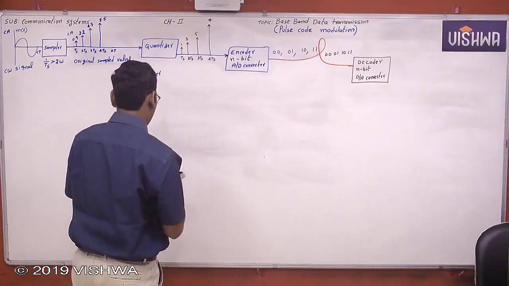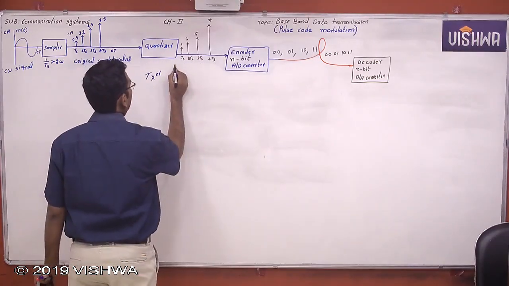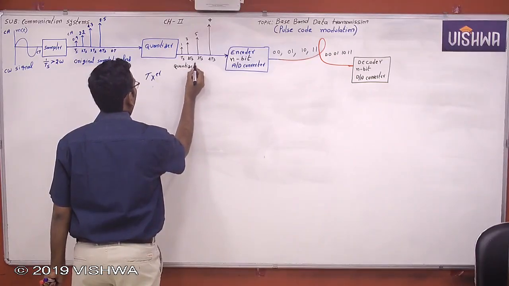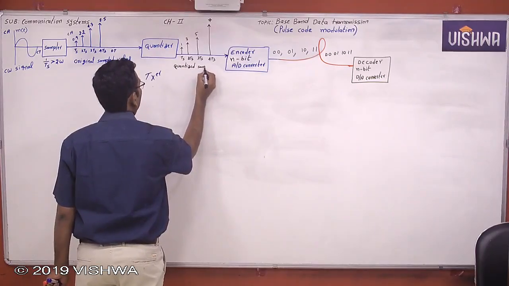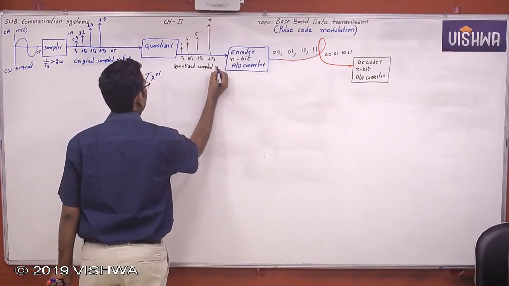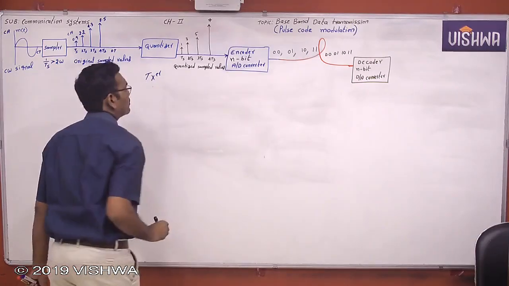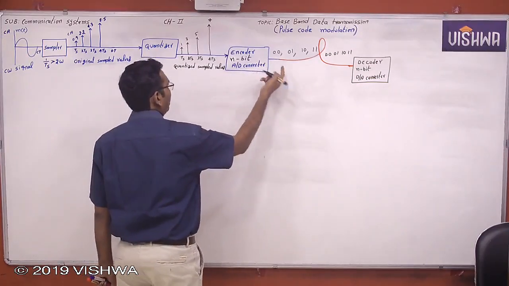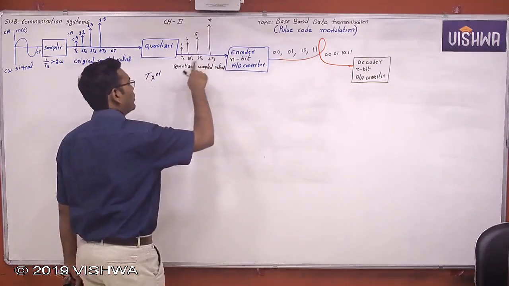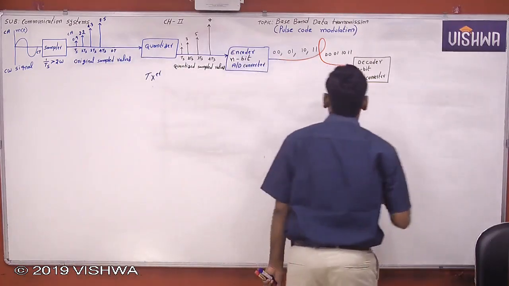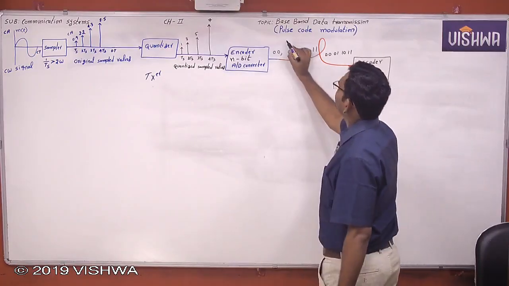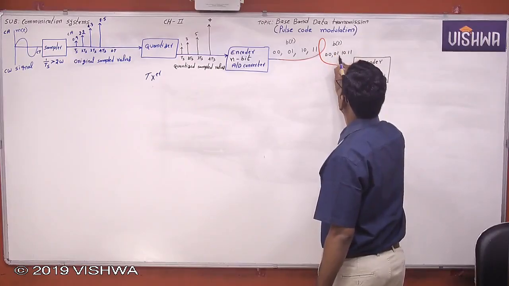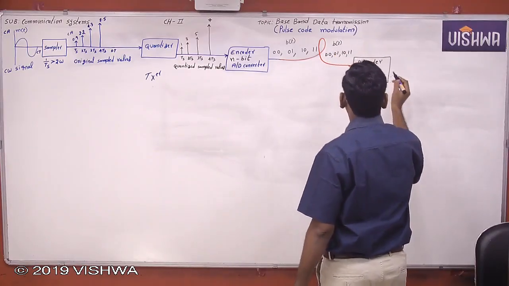Now this is the original sample value, and this is the quantized sample value. Okay. Now the output of the encoder is the binary data. In reverse, this binary data is decoded, and the result is the quantized sample values.